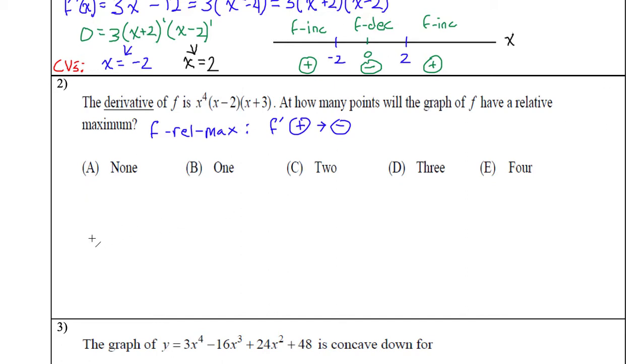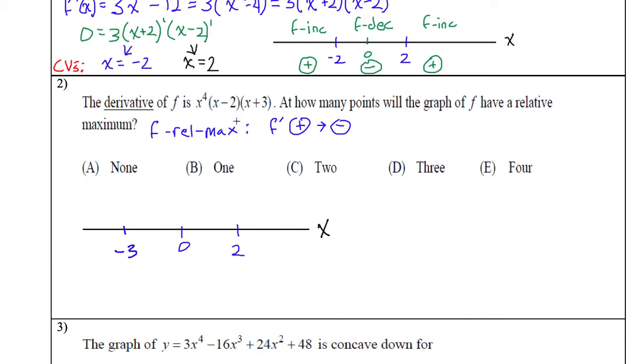When I graph my x-axis, I will label it x this time. My critical values are pretty straightforward. They are 0, that comes from this critical value, 2, which comes from this linear pair, and then this linear pair gives me x is equal to -3. Again, I'm using the zero product property. I'm saying each of these is equal to 0, and then I'm solving for x.